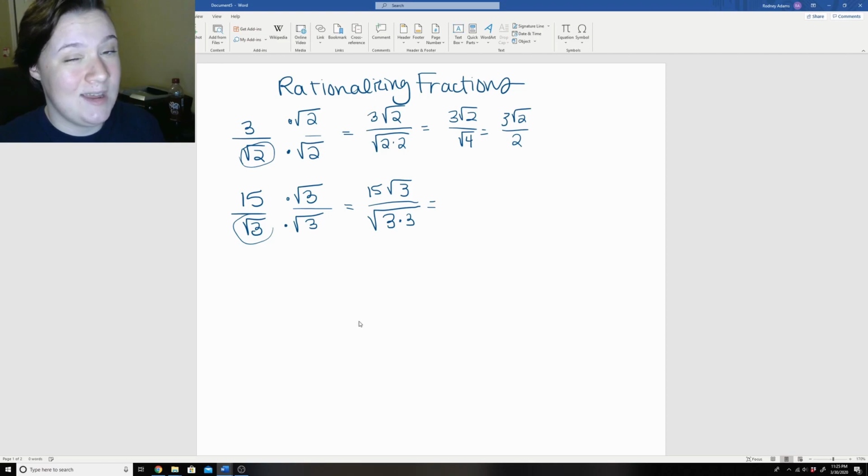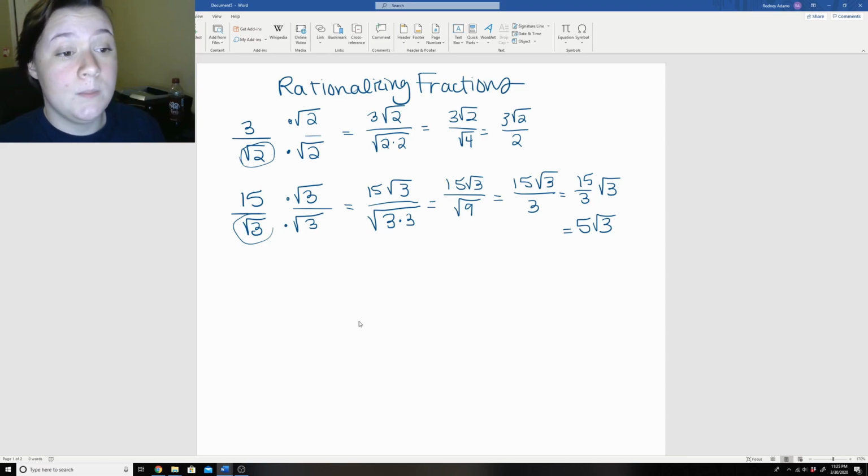If you want to skip this step, you don't have to write it all out. So now we have 15 square root of 3 on this top still, and then 3 times 3 gives you 9 underneath that square root on the bottom. And again, the square root of 9 is 3. Okay? Now we can write it this way, or we could also take it as 15 divided by 3 times the square root of 3. And if we want to, we can go ahead and simplify that, because 15 divided by 3 is just going to be 5, which is where we get 5 square root of 3.